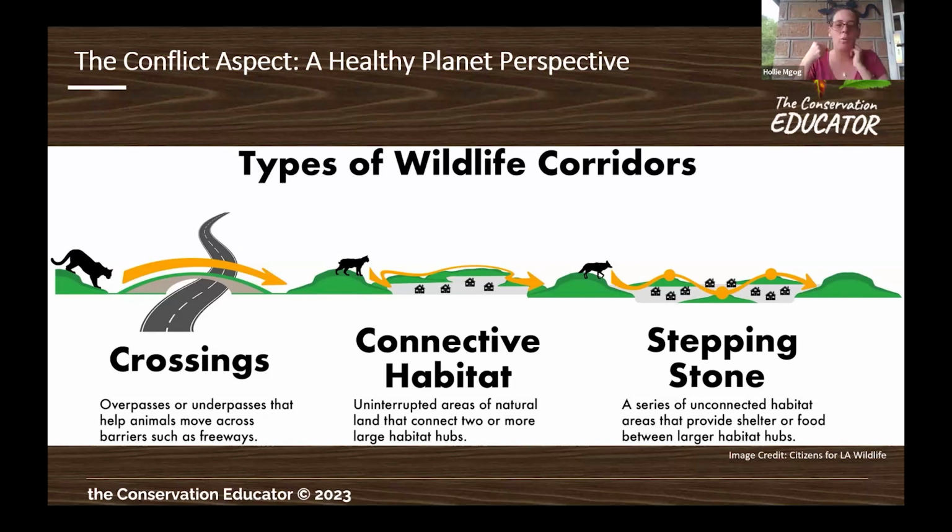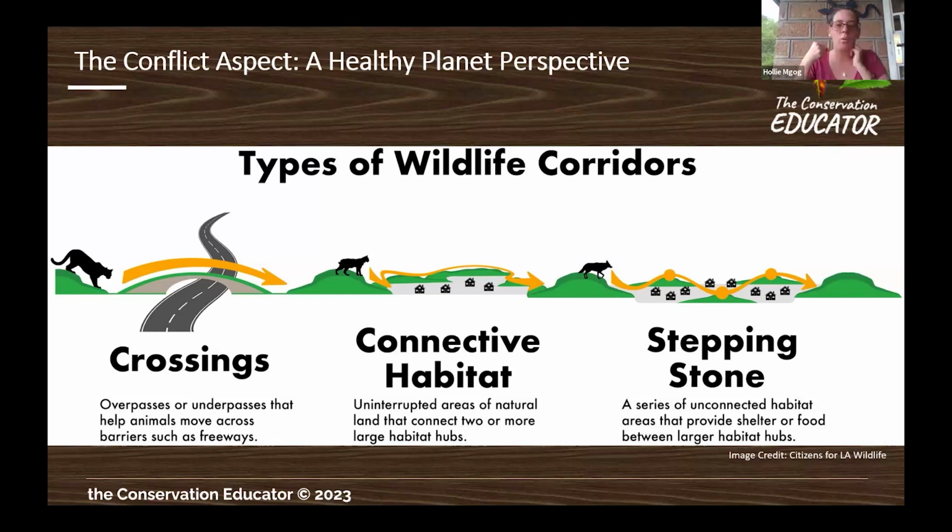Connective habitat. These are uninterrupted areas of natural land that connect two or more large habitat hubs. We are in the habit in Africa and across the world of creating national parks that are not linked to each other. And that doesn't work, and that doesn't promote coexistence. So we need to work towards connective habitats, having wildlife corridors that are designated that you can walk through, but you cannot build on or grow crops in. And that will allow wildlife to stay away from the areas where we are living.